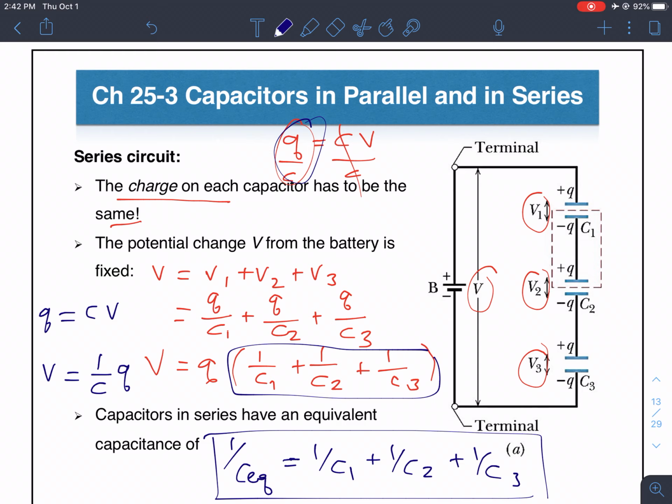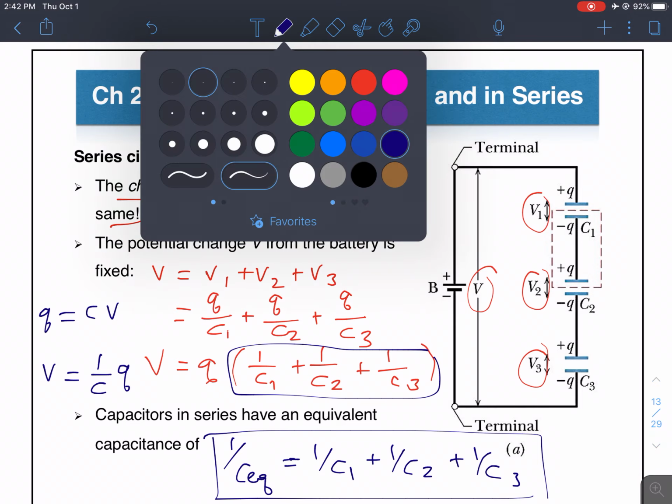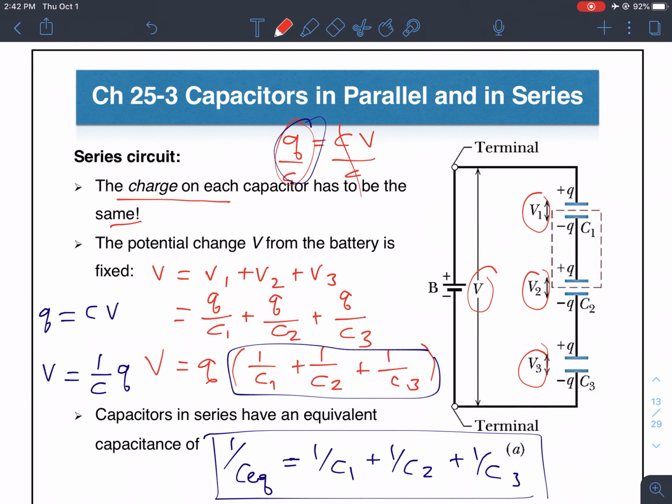Just make sure that since this is 1 over the equivalent, it's not the equivalent capacitance, so you have to flip everything after you get the right side, and that's usually where people make a mistake. So why is the charge the same? The charge is flowing through the wires. Think about the wires as like pipes.